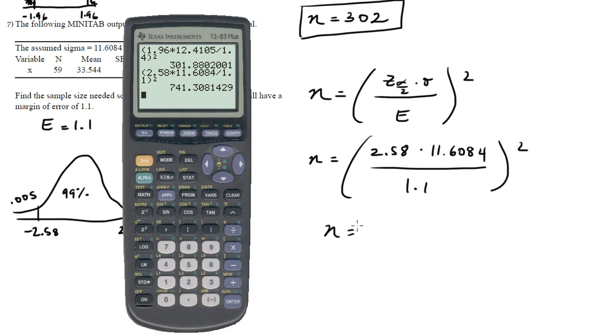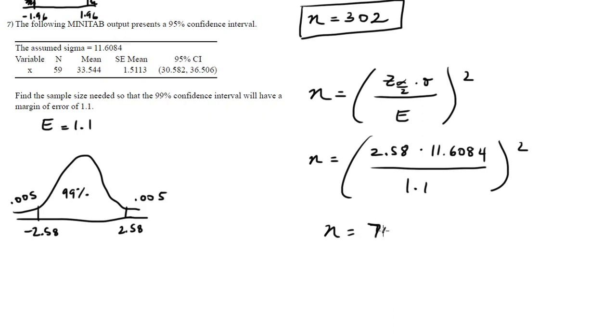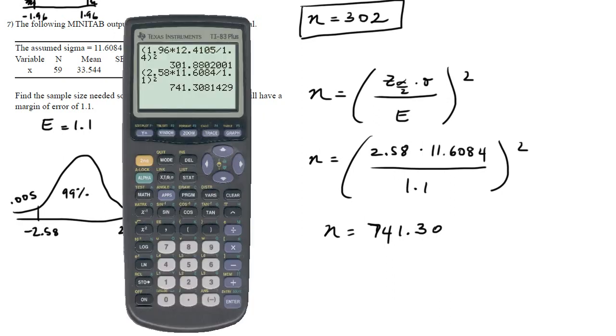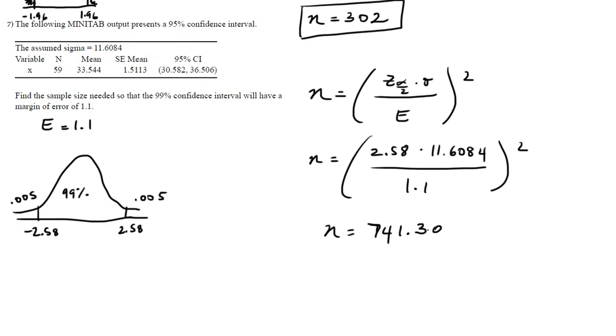741.30. Right? I got everything in there. Did I round properly? Let me look at that again. 0.31. Let's say 0.31. So n is 742.